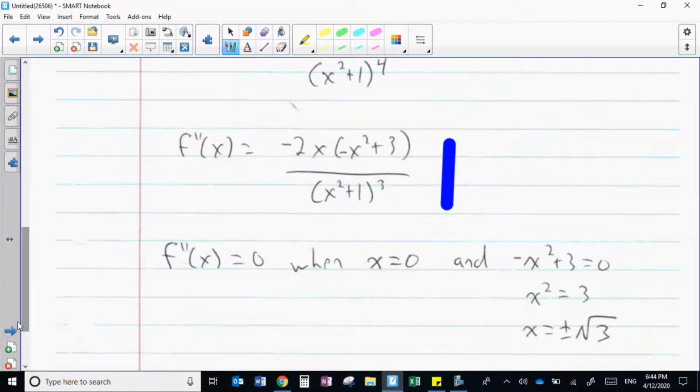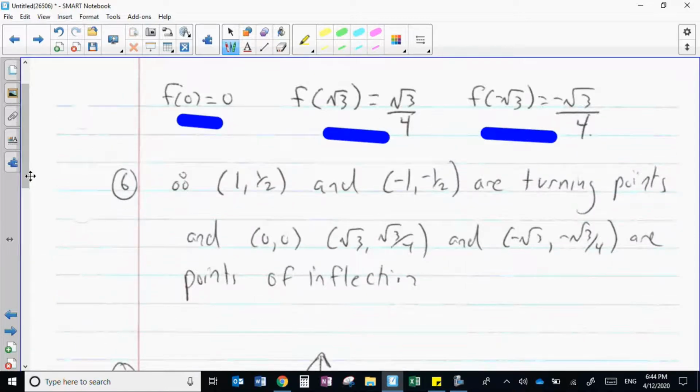Now notice our critical points were at 1 and negative 1, which is wonderful because we know that these must be turning points. Why? Because the second derivative was not equal to 0 at those points. Why is the second derivative not equal to 0 at those points? Because the second derivative is equal to 0 at x equals 0, x equals root 3, and x equals negative root 3, and neither of those numbers was 1 or negative 1. So we've determined that our first 2 critical points are turning points, and that our last 3 points must be points of inflection. So look at that: 2 turning points, 3 points of inflection.